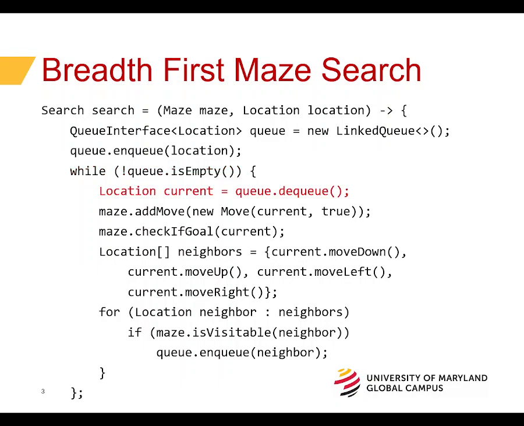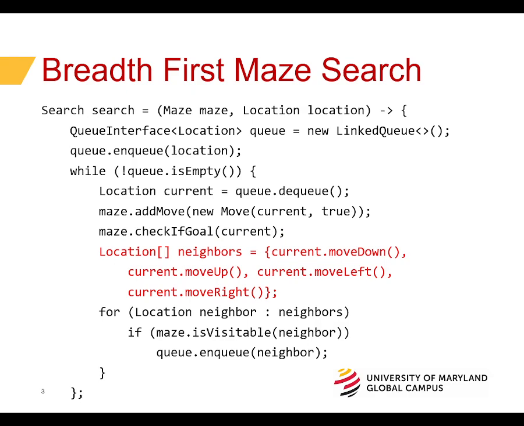We dequeue the current location, which becomes the next move of the search. Unlike the depth-first search, all moves are considered forward moves, because with the breadth-first search there is no backtracking. The list of moves that is assembled during the search is then used to animate the maze search. Then we check whether the location is the goal location. Recall that this method will throw an exception if the goal is found, which will end the search.